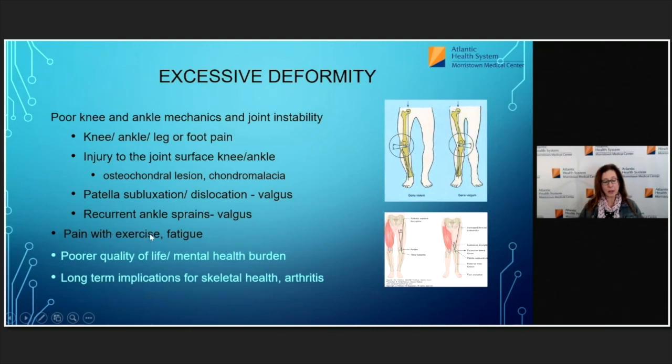Patients will have pain with exercise. They can't play sports with their peers. They can't run. They're fatigued. They have a poorer quality of life. There's a huge mental health burden. Children make fun of them because of the way that they're shaped. And there are long-term implications for skeletal health and arthritis.